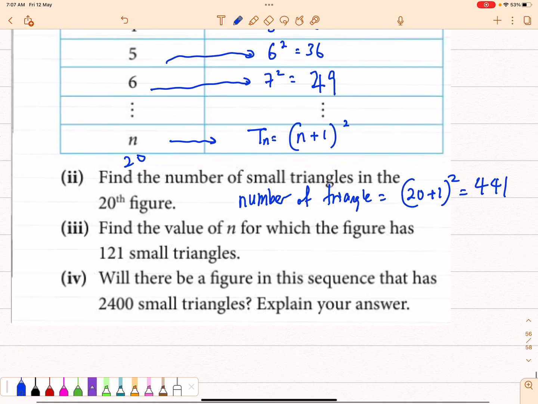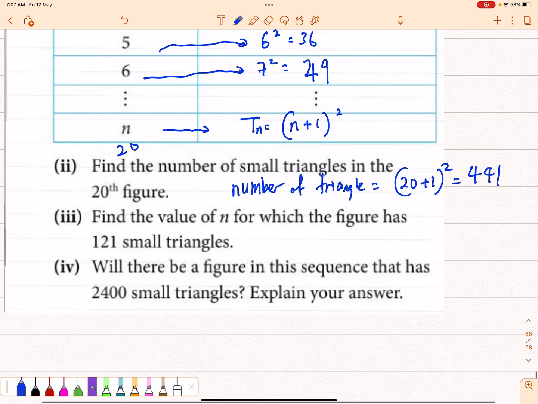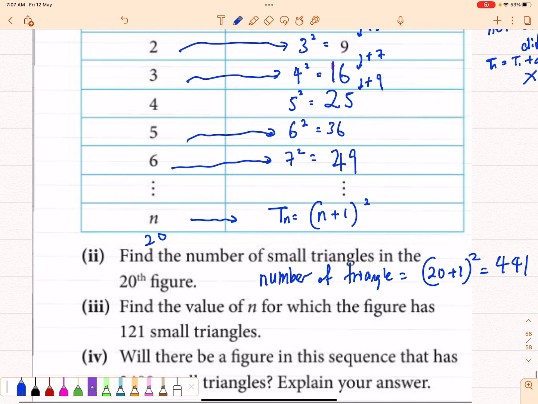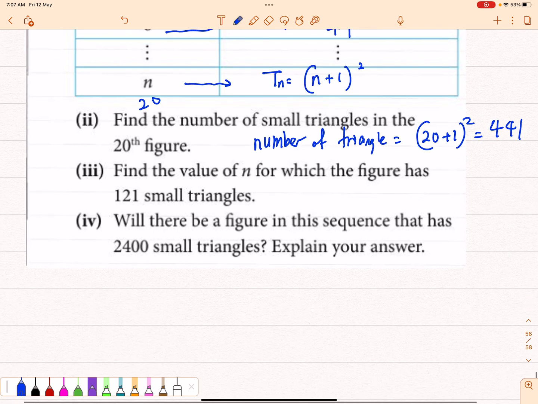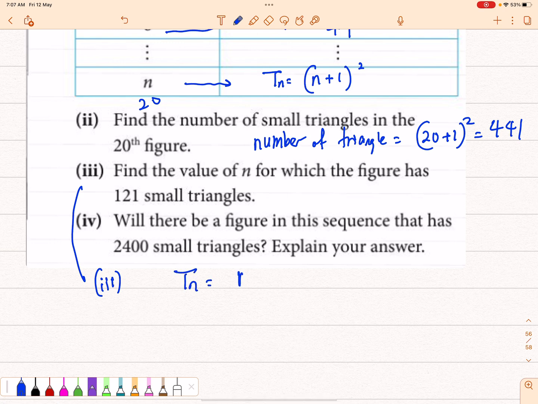Now, I want to know which figure has 121 small triangles, which means, first, if I want to do a reverse kind of thing, okay, maybe let's go through the proper way first. Now part 3, right? Because I know term n is n plus 1 square, and 121 triangles means I have 121 triangles, and I'm interested to know what is n. So how do I solve for n? Now when I look at this, I see a square. So my question is, if I don't have the square, I can then minus the 1 on both sides. But if I have the square, how do I remove the square? So this is what I can explore.